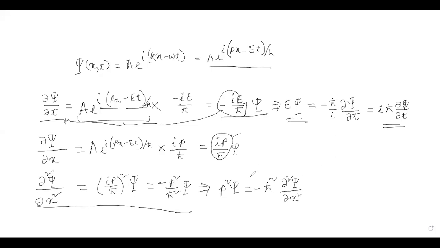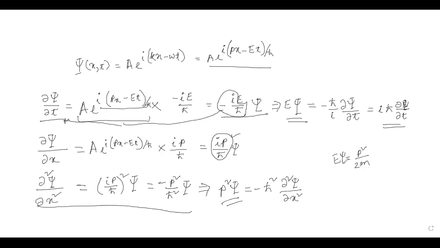So E psi is this, p squared psi is this, and we already know that E equals p squared by twice m. This is the relation between the kinetic energy and momentum of a free particle. So E equals p squared by twice m.